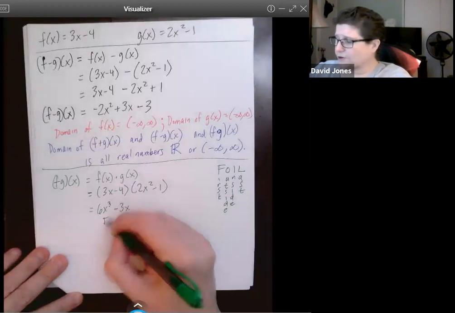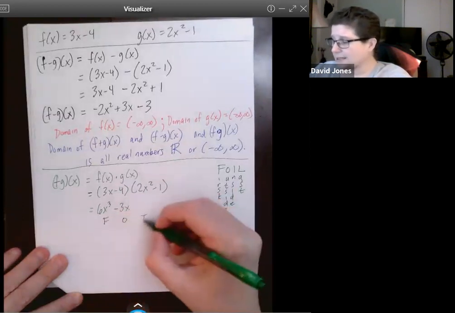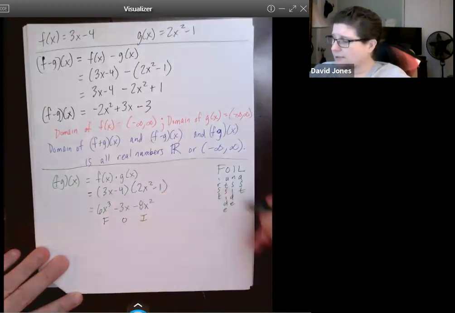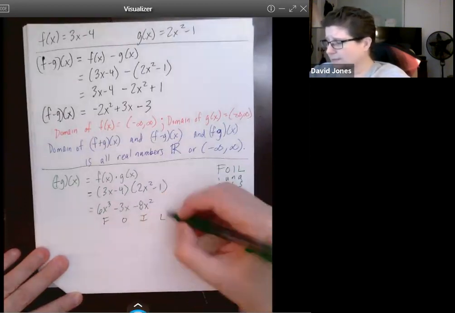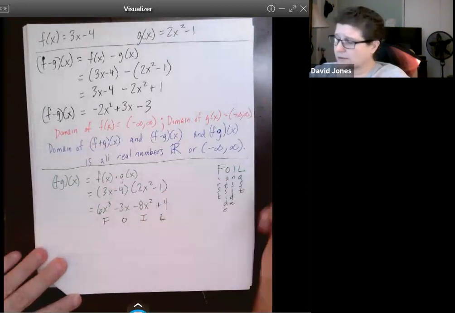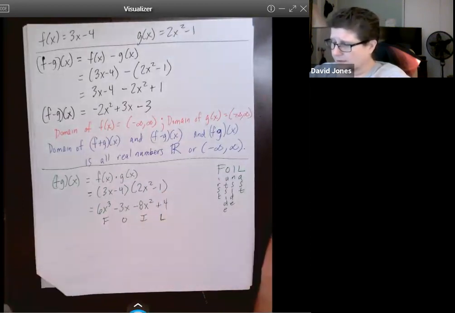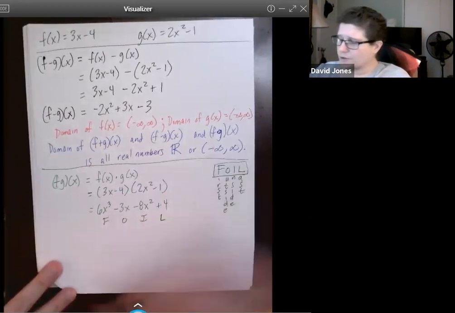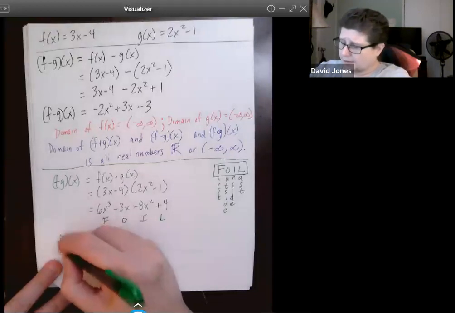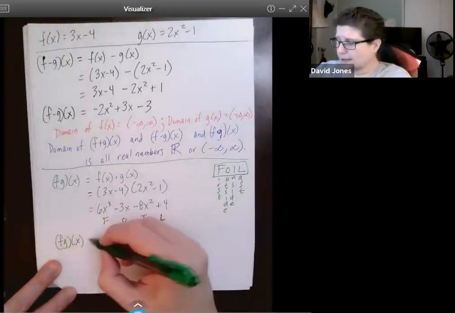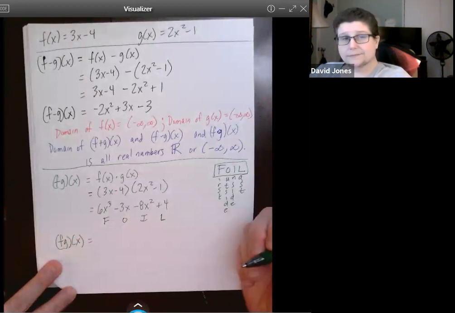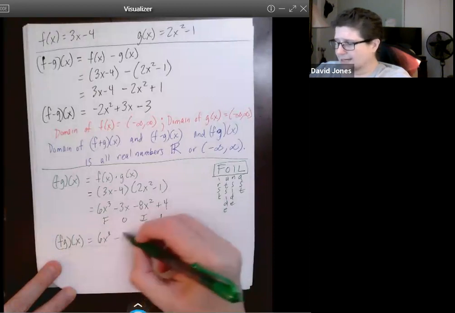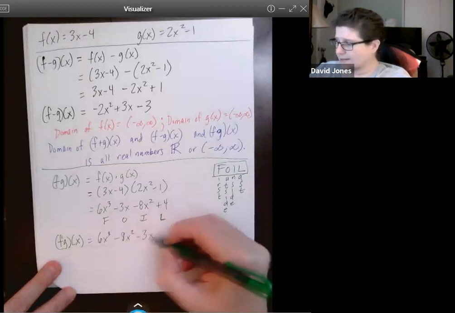So we got our first, our outside, our inside is negative 4 times 2x squared, which is negative 8x squared. And then our last, negative 4 times negative 1 is plus 4. That's an acronym that's easy for people to remember on how to distribute these. If we write them in descending order as we should, I've got 6x cubed minus 8x squared minus 3x plus 4.